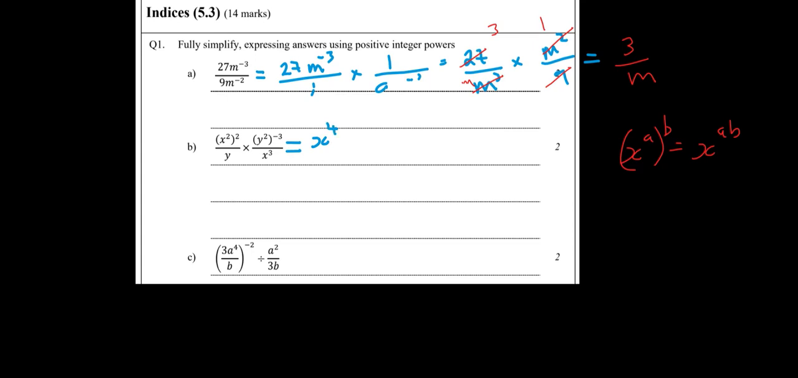Okay, x to the 4 all over y multiplied by y to the negative 6 all over x cubed. So we need to do x to the 4 all over y times 1 over x to the 3 y to the 6. So let's cancel. We're just going to get x over y to the 7. Okay.